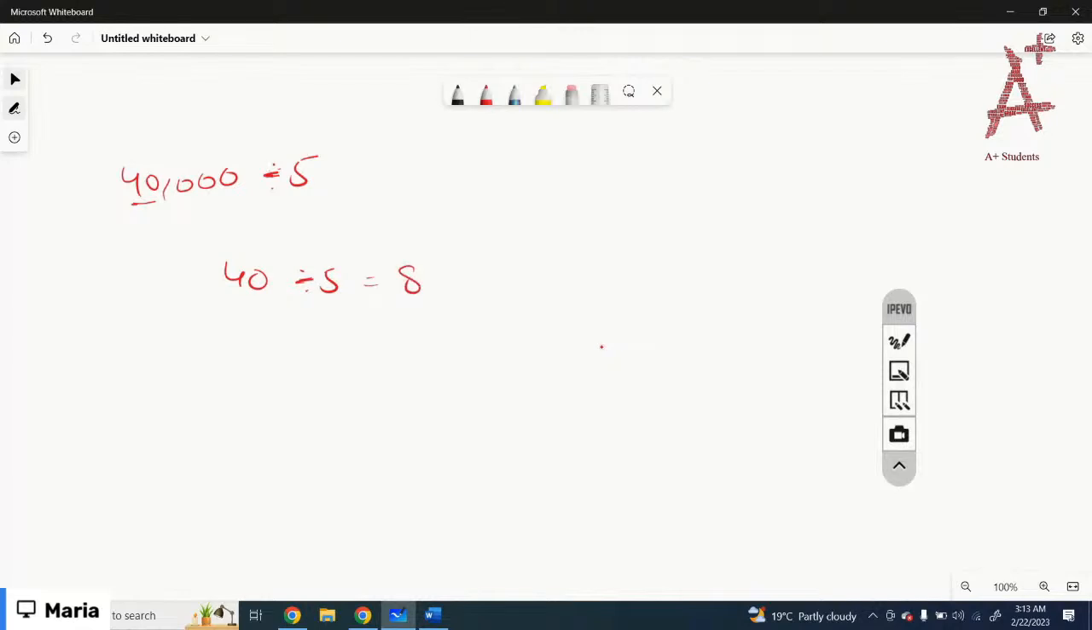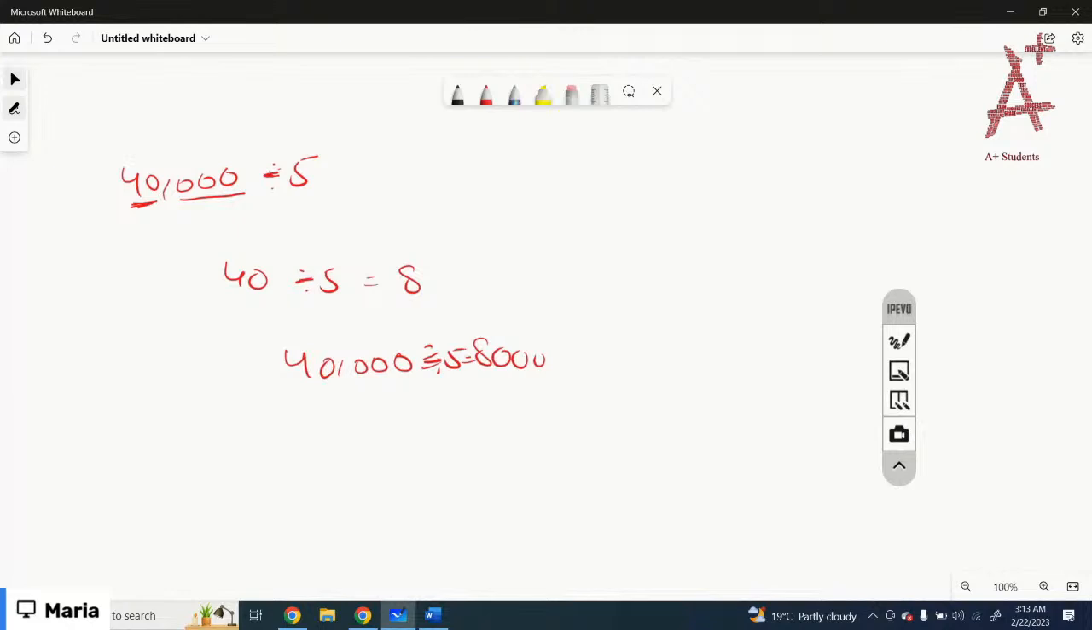Okay, got it? Now you have to count the number of zeros. You have 3 zeros. That is a two-digit number we are going to divide by 5, and the number of zeros is 3. So that means the answer must have 3 zeros. So the correct option is 8,000.